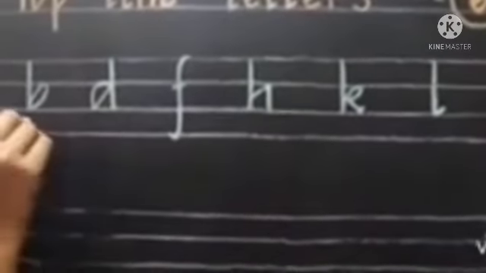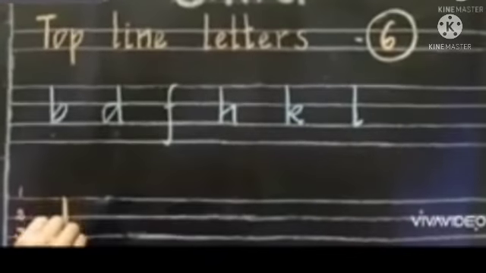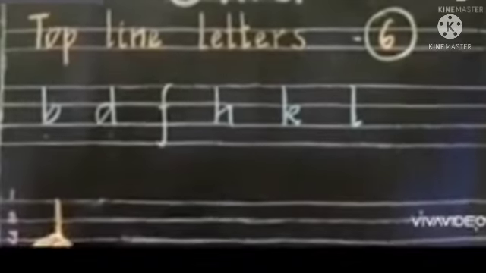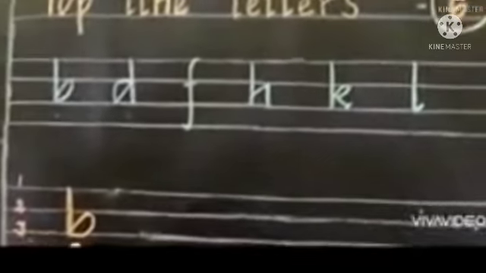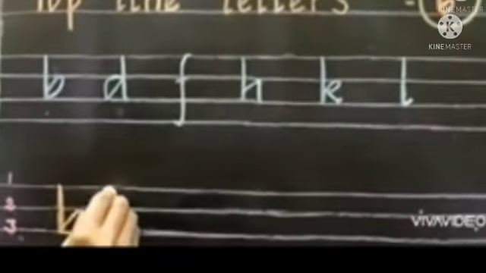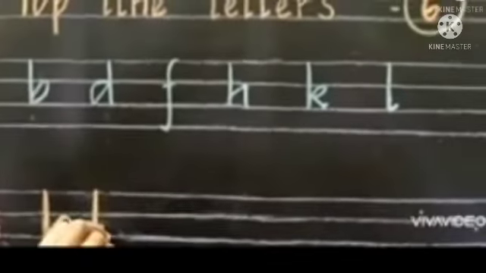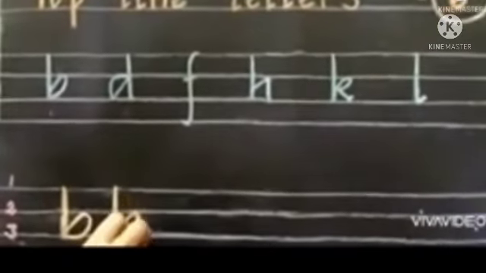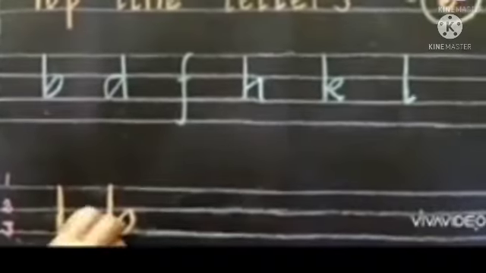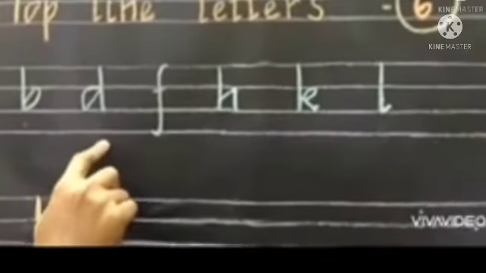First letter is B. Draw a straight line, slanting line, and draw a short curve like this. This is B. Once again, children. Draw a straight line, slanting line, and draw a short curve like this. This is B.